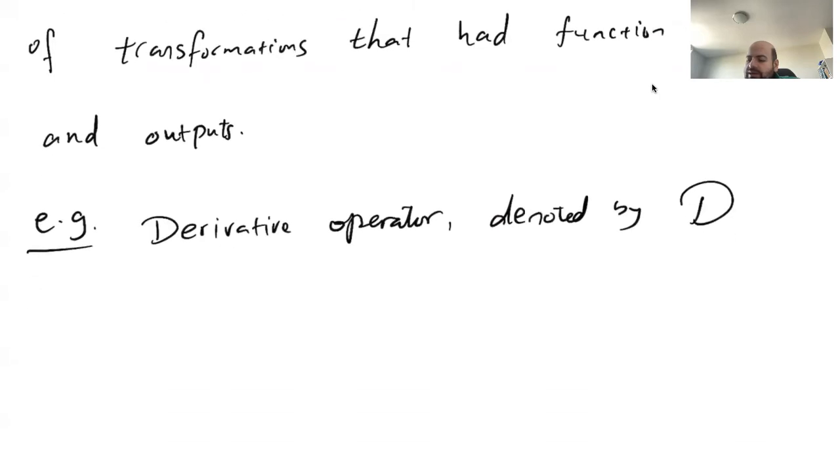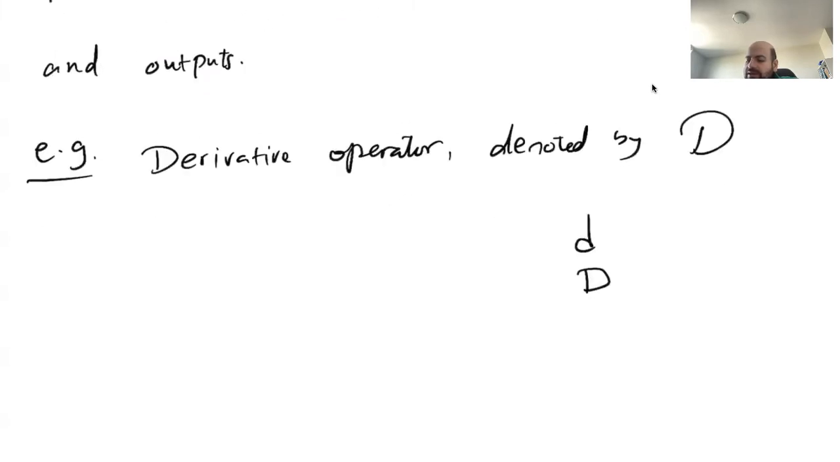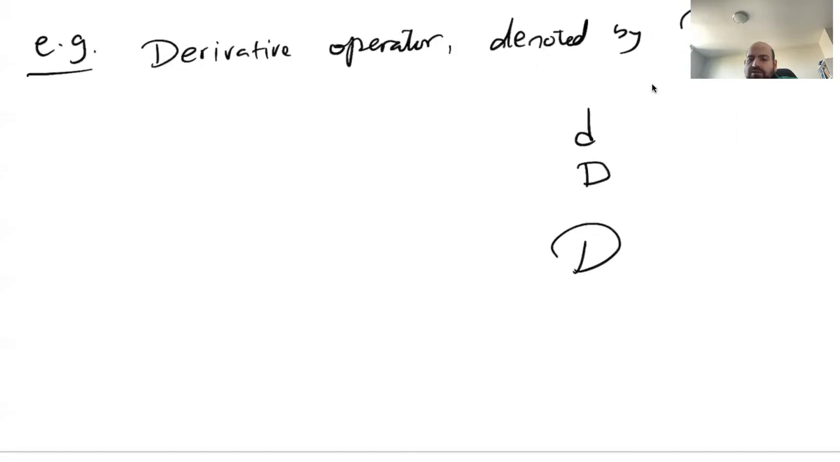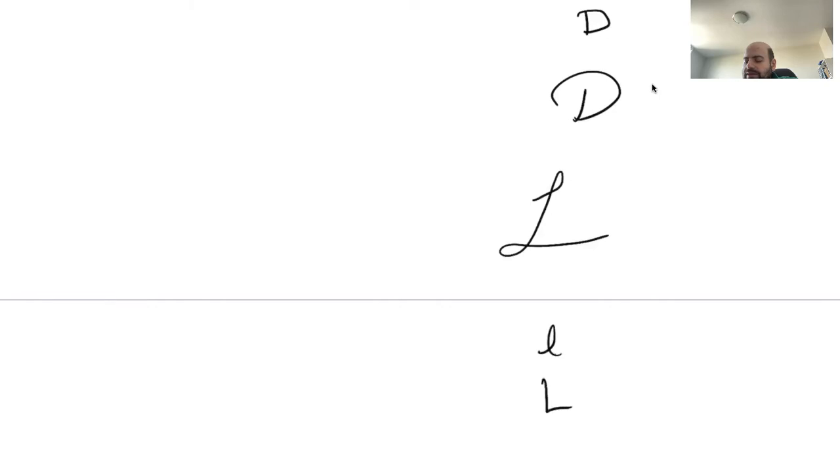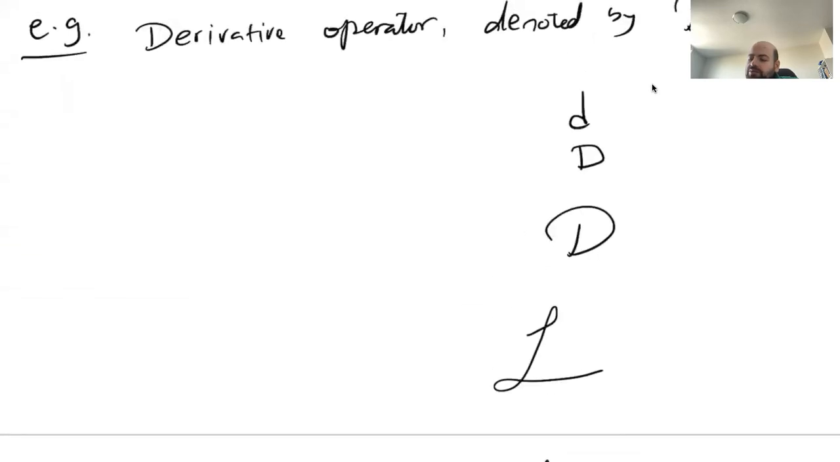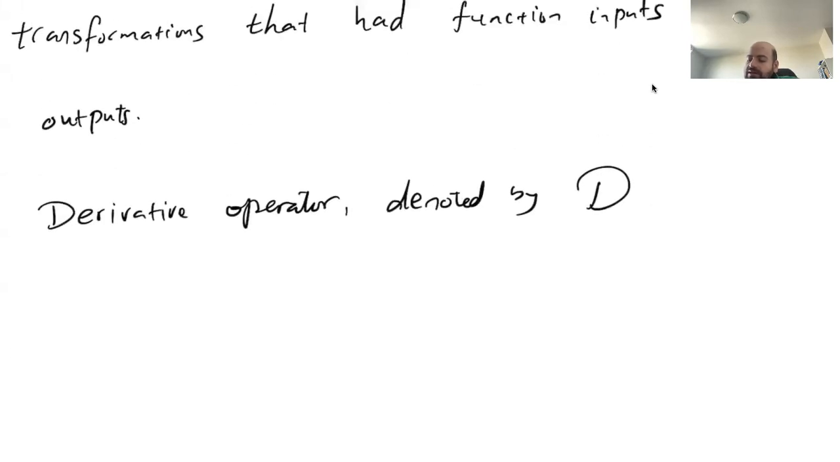So instead of small d or capital D, we use curly D like this. Or for the Laplace transform that we will define later and deal with in this chapter, we use curly L. We don't use small l or capital L, but we use curly L for transformations with function inputs and outputs. So this curly D that you have seen before is called the derivative operator.